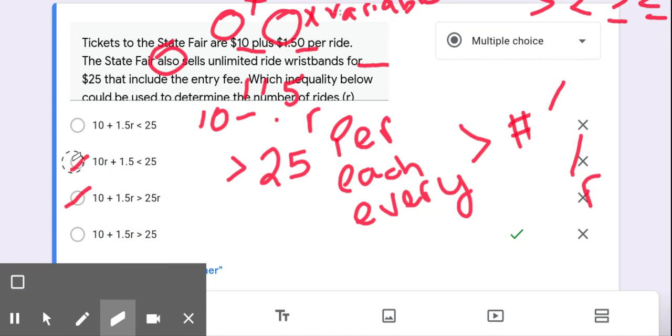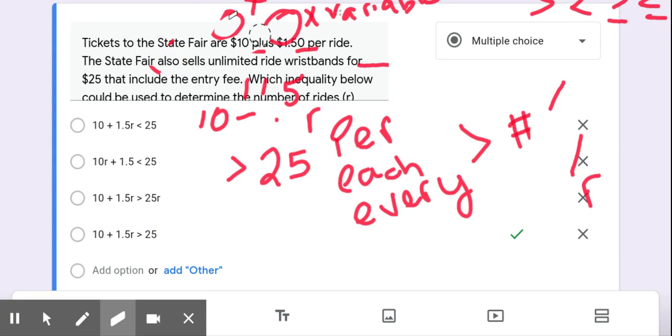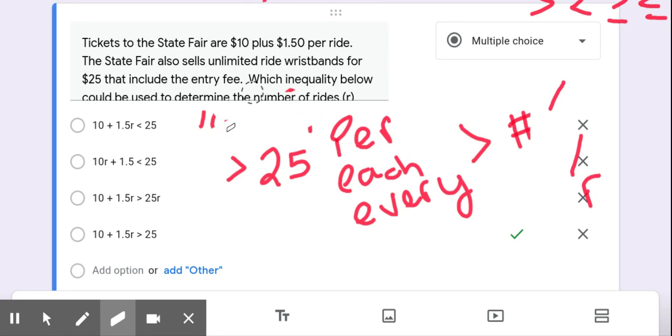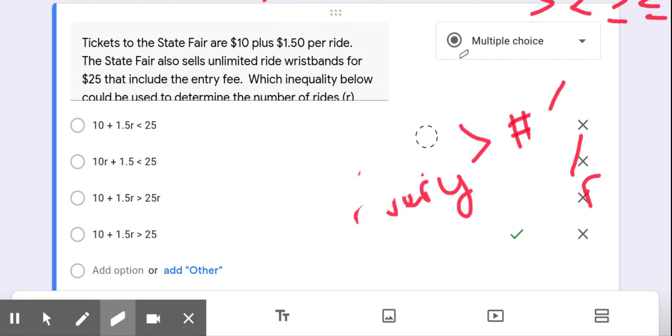Okay, let me go to another one and help you out with it. Hopefully this will help you out a little bit more. Sorry, it takes forever to erase. Let's scroll down.